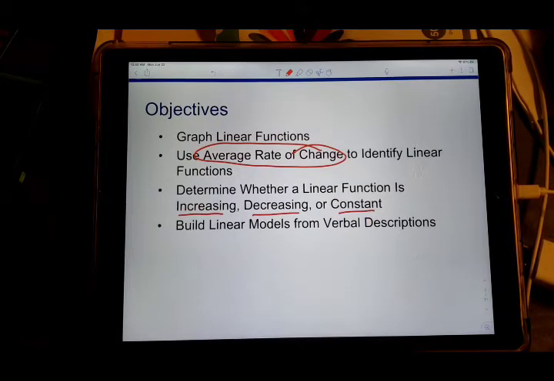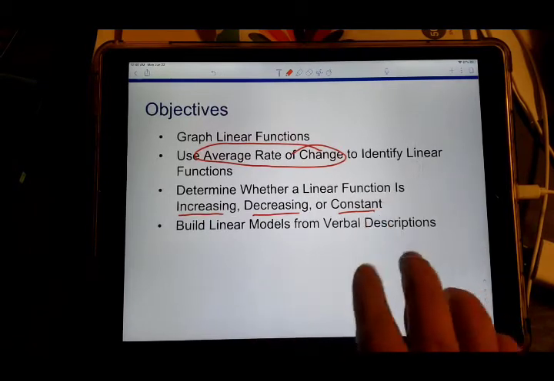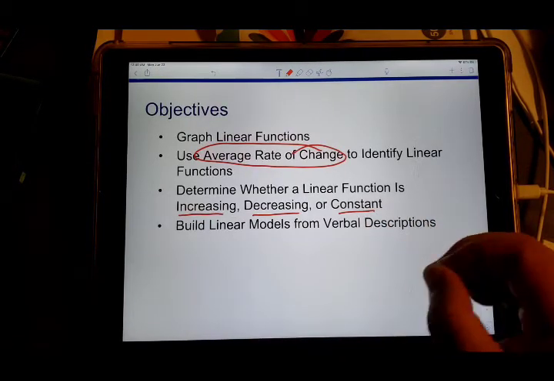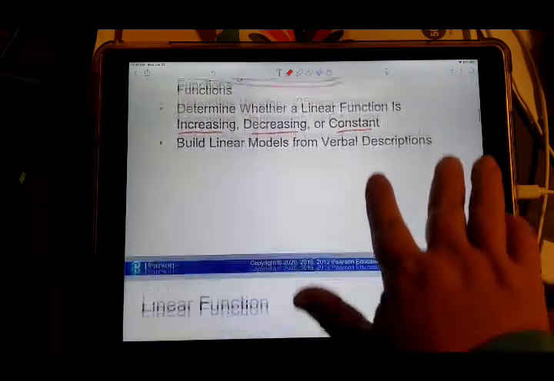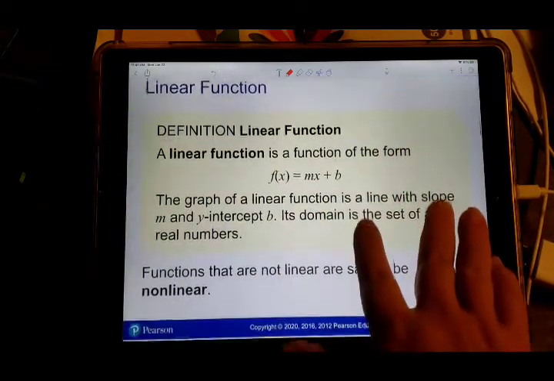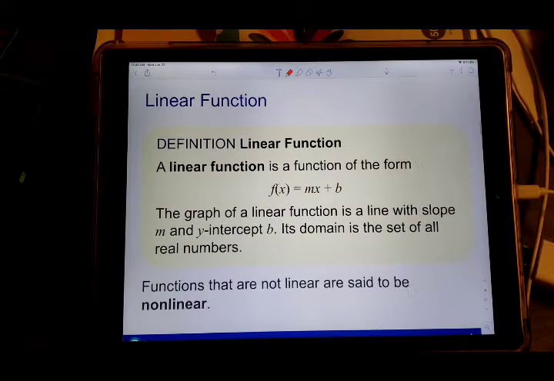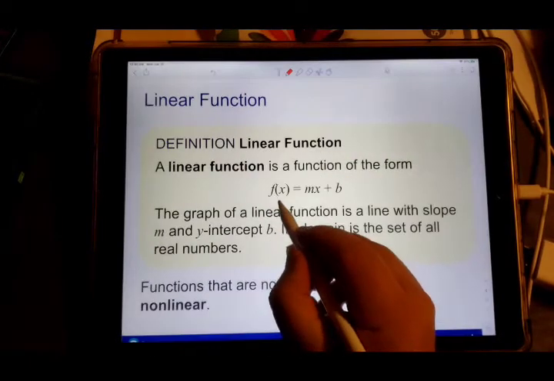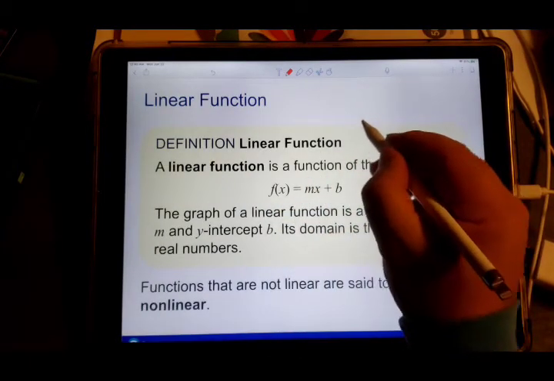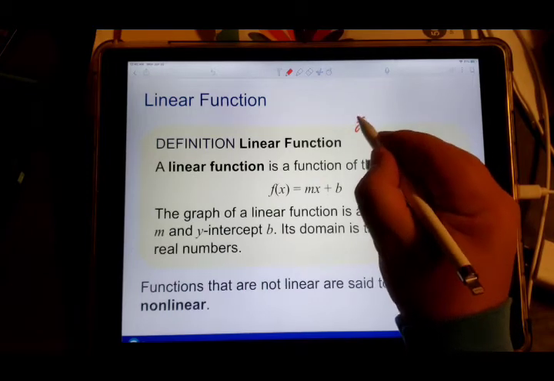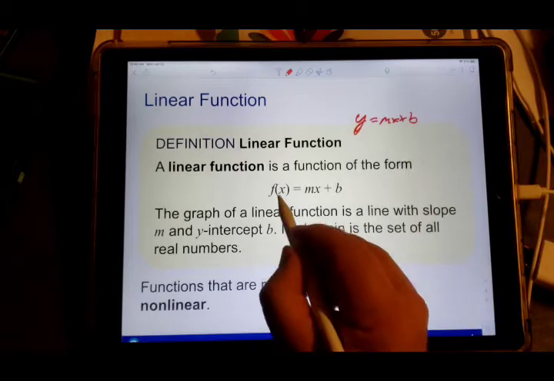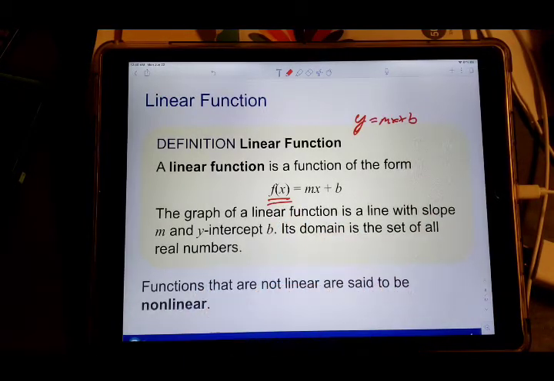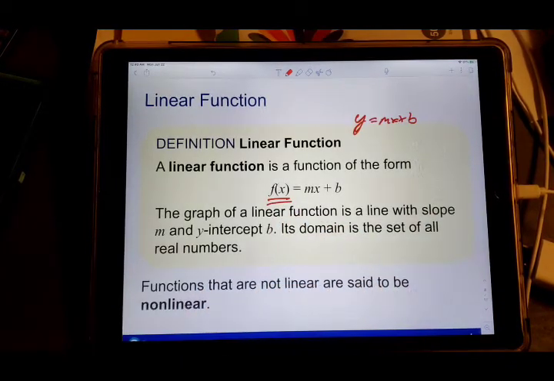And then just building a function if you know something about it, for example, the rate of change or the y-intercept. We'll get to that. All right. So we call this a function, and the book really does use function notation. It's still a function if we just said y equals mx plus b. But function notation, f of x equals mx plus b.